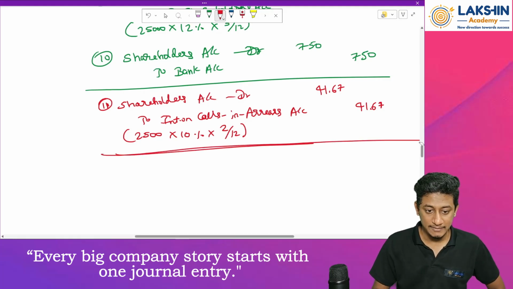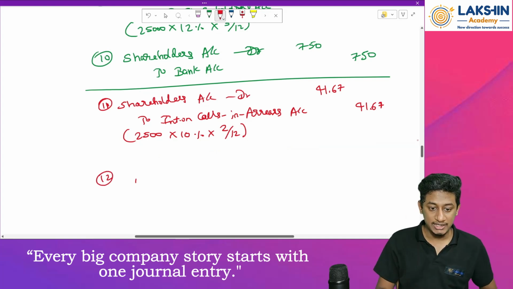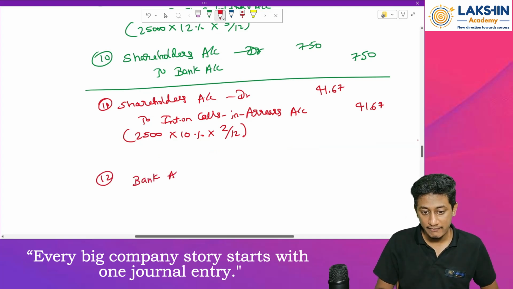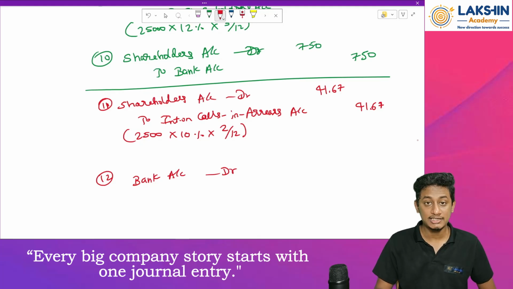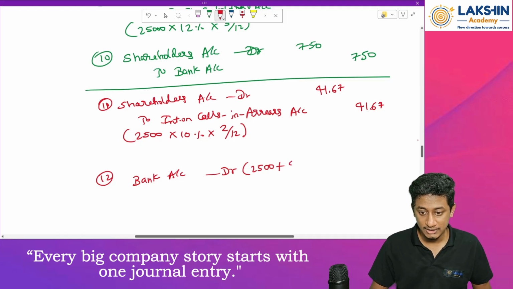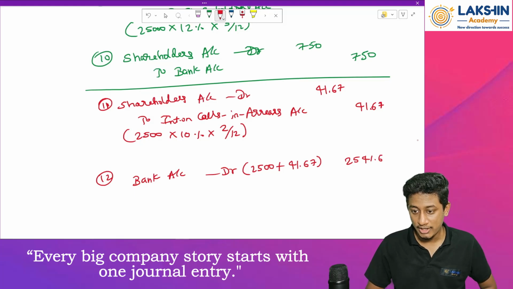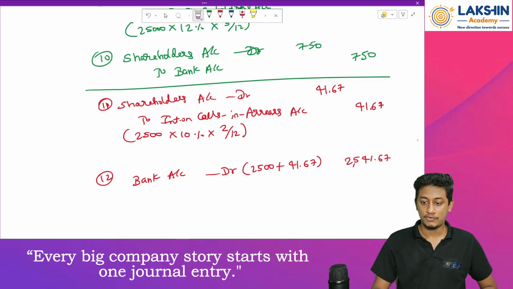Now pass the entry when he pays me the money. Whenever he pays me the money, I will debit bank account. How much did I receive? 2,500 plus 41.67. How much will that be? 2,541.67. Okay, so this much amount is received.